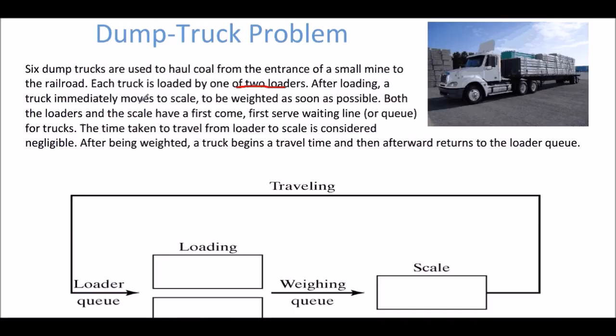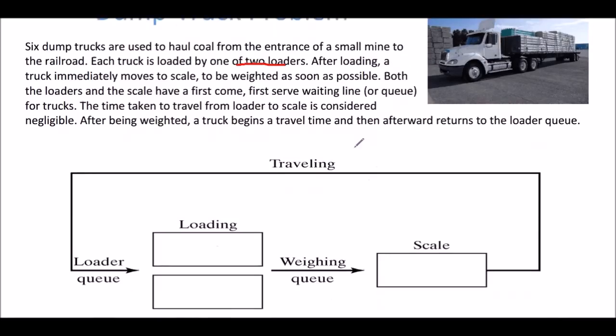After loading, a truck immediately moves to the scale to be weighed as soon as possible. Both the loaders and the scale have a first come, first served waiting line for the trucks. So these queues over here. The time taken to travel from the loader to the scale is considered negligible, that is this point. And then after being weighed, a truck begins a travel time and afterwards returns to the loader queue over here.